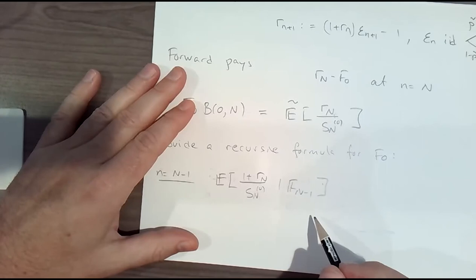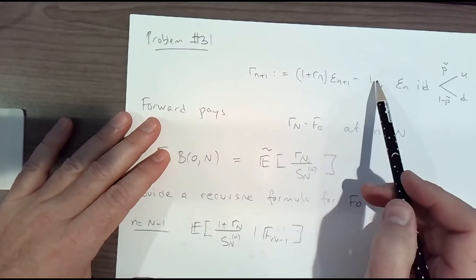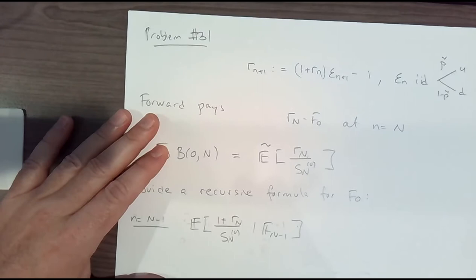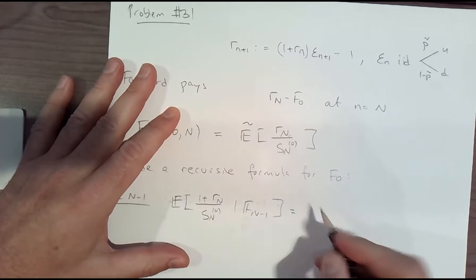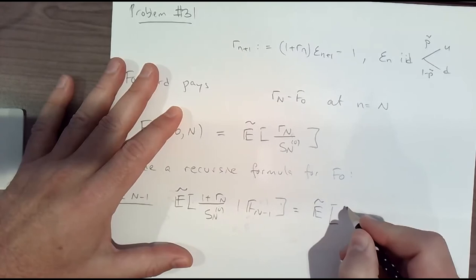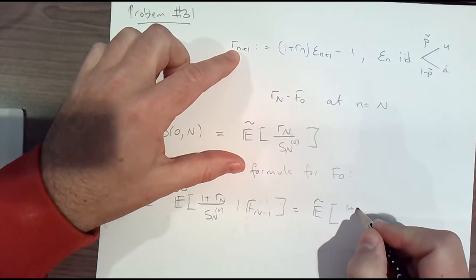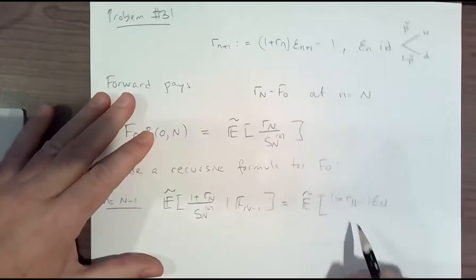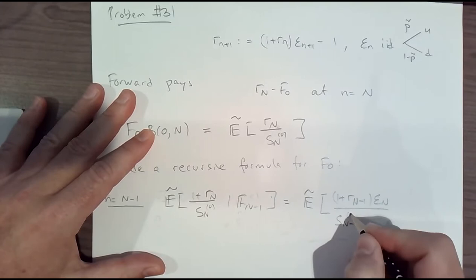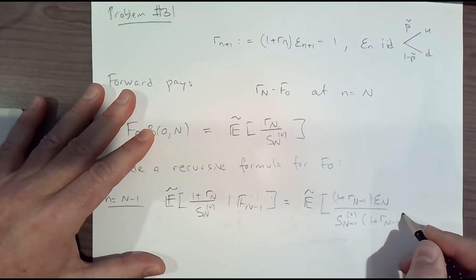So the focus is on R_{n+1}, because if I move this 1 to the other side, I'm going to get a nice expression for the top part. Right, so how would one go about doing this? Well, we'll compute 1 plus R_n. So this is to the other side. Then you have 1 plus R_{n-1} times epsilon_n. And then what you divide by is S_{n-1} times 1 plus I_{n-1}, given F_{n-1}.